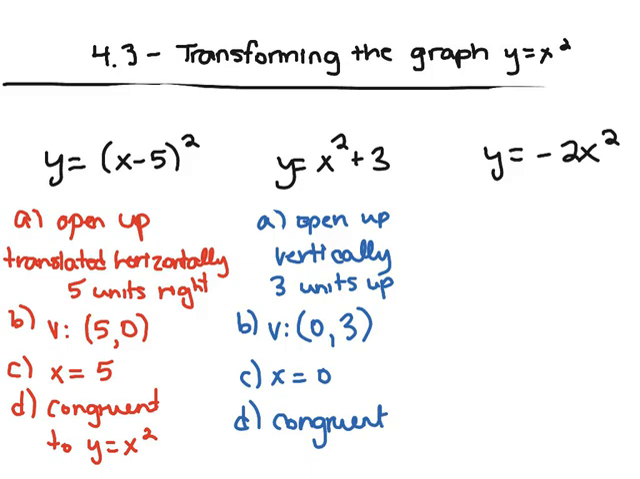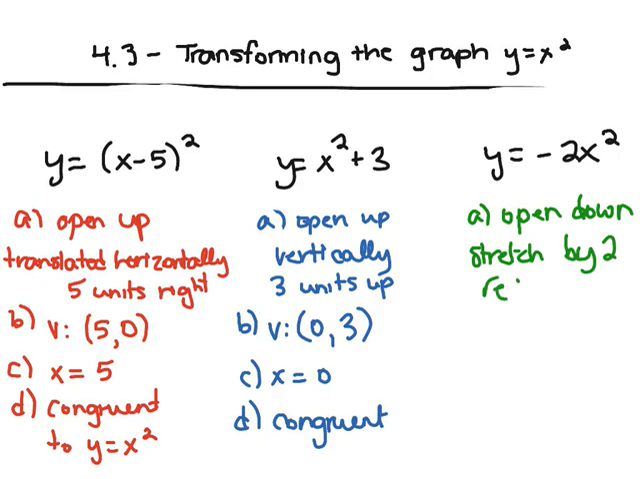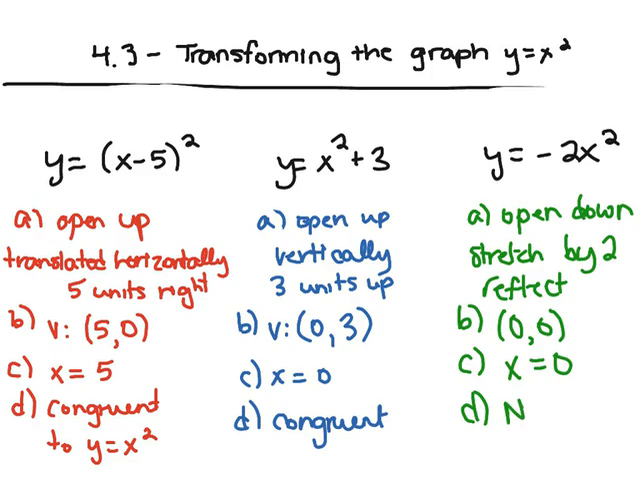And for the last one, it's going to open down because it's a negative. It's going to be stretched by 2, and it's going to reflect. So our vertex isn't going to change because we know that vertex doesn't change on this transformation. X will equal 0, and this time it is not congruent.